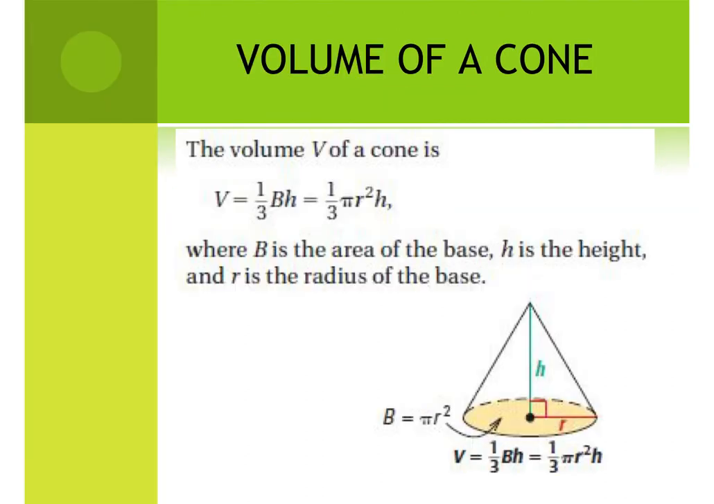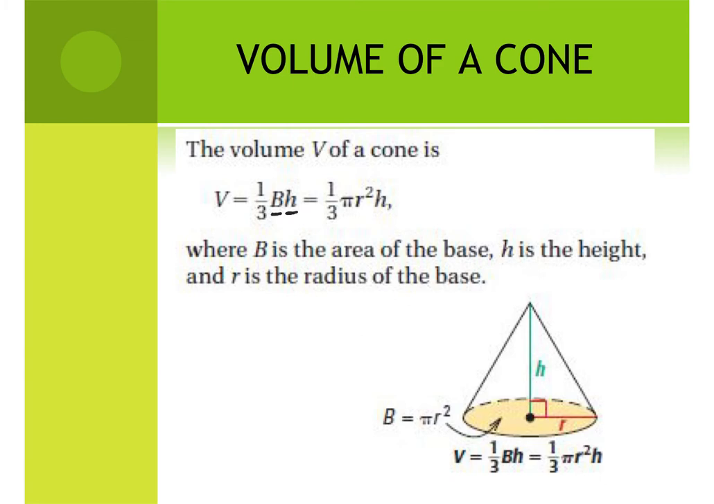The volume of a cone, which we just talked about, okay? It's the exact same formula as before. It's just 1/3 the volume of a cylinder, okay? So you take 1/3, you multiply it by the area of the base and the height, okay? And that will give you the volume of a cone.